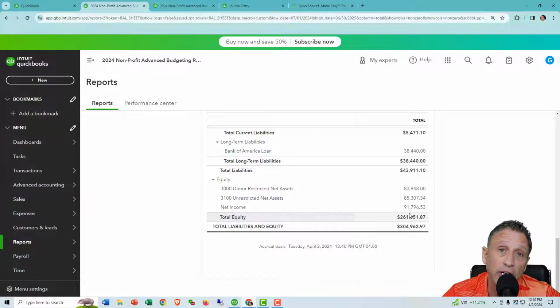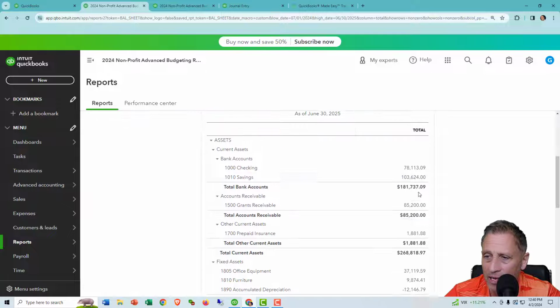261 is unrestricted. Now, it's a little weird because what I would really like is for this net income line to not be here, but QuickBooks doesn't do that. Really, you just have to add the two together to get the unrestricted. But the main thing, this is the donor restricted, okay? Some people like to have it up here. They want to have the cash accounts broken out. But really, some of your donor restricted dollars you haven't received yet.